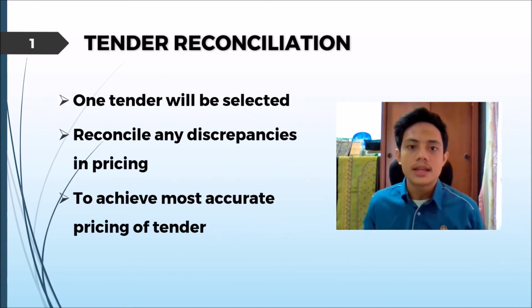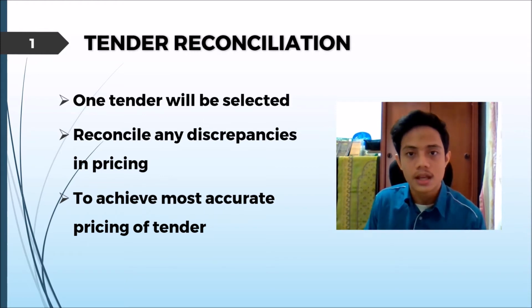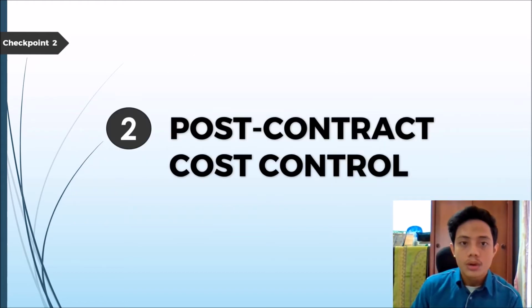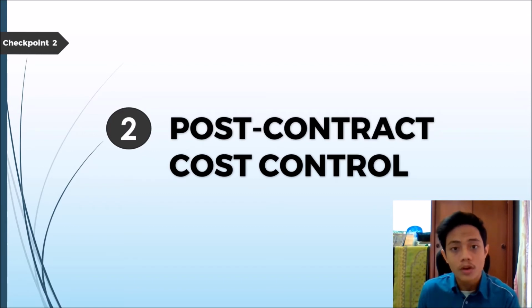After that comes the tender reconciliation process, where after the tender is selected, in the case there are any discrepancies in pricing, there will be a form of reconciliation to make sure the most accurate price is achieved. Now, after the tender reconciliation, the tender is now ready to be signed, and after the contract is signed, the cost planning process is complete. We now move on to the next phase, which is the post-contract cost control.